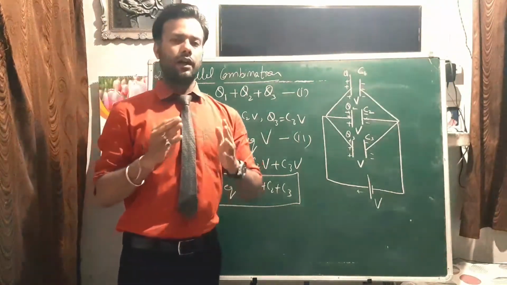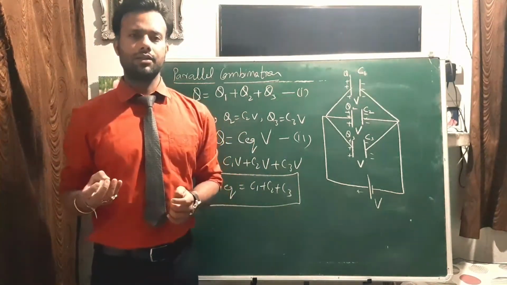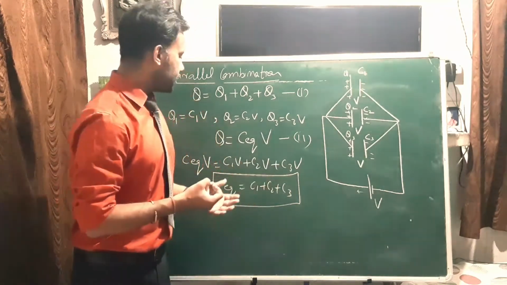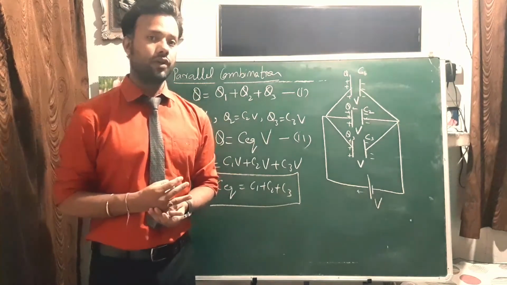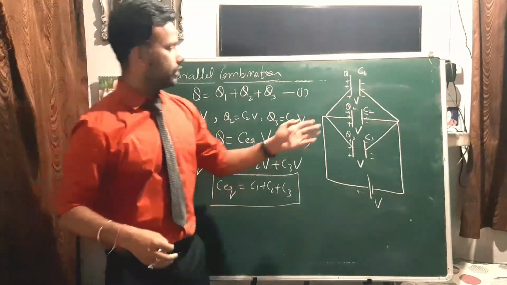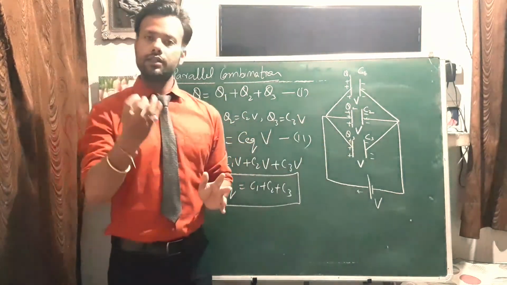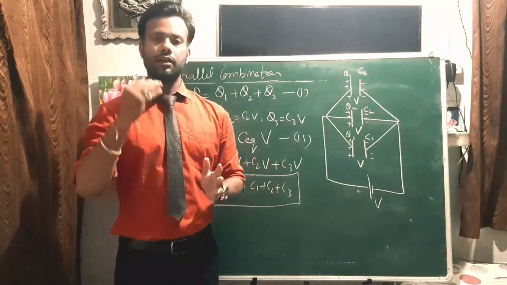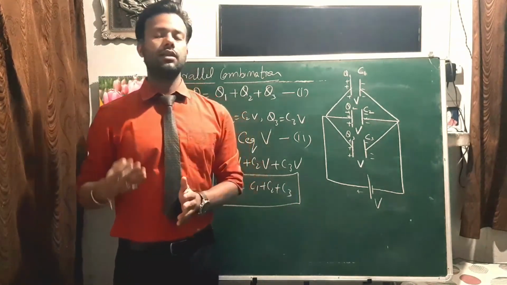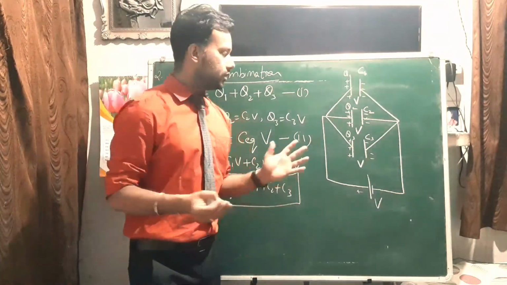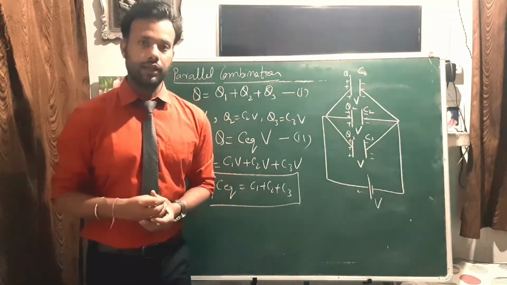In series, I told you the equivalent capacitance is always less than the least value of capacitor in the circuit, right? But in this case, the equivalent capacitance will be more than the highest value of capacitance. Obviously, suppose we have 1 microfarad, 2 microfarad, 3 microfarad. So 3 microfarad is the highest capacitance. When you add, you will get 6 microfarad. So the equivalent capacitance is more than the highest value of the capacitance. So this is how we can calculate the capacitance in the parallel case.